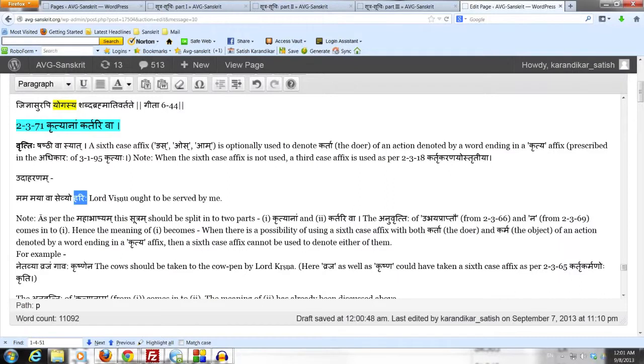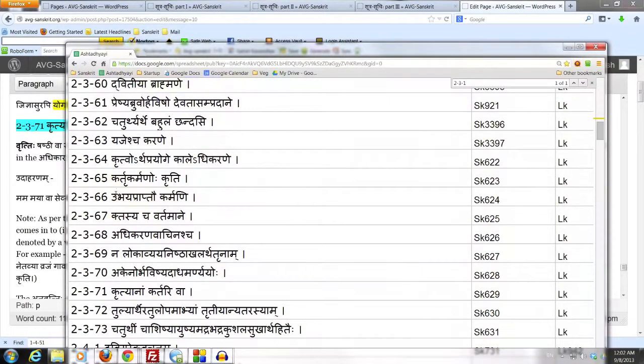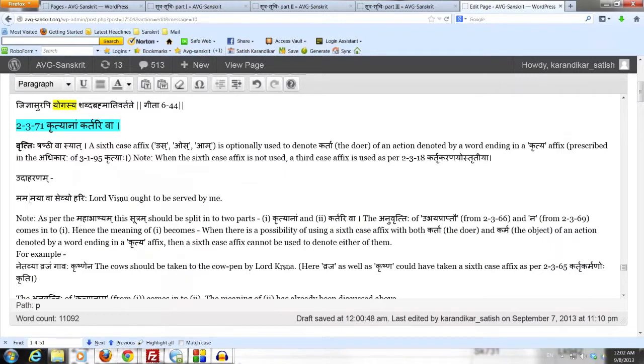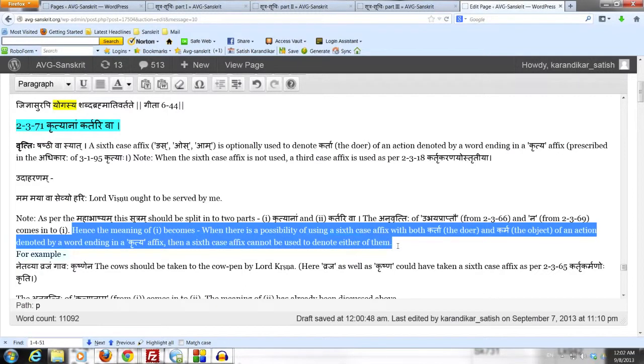Okay, there is a note here which says that as per the Mahabhashyam, this sutram should be split into two parts. First part being Krityanam, second part being Kartari va. The nivritti of ubhayaprapti from 2.3.66 and na from 2.3.69 comes into the first part. Hence the meaning of this first part becomes: when there is a possibility of using a sixth case affix with both the doer as well as the object of an action, denoted by a word ending in a kritya affix in a single sentence, then a sixth case affix cannot be used to denote either of them.